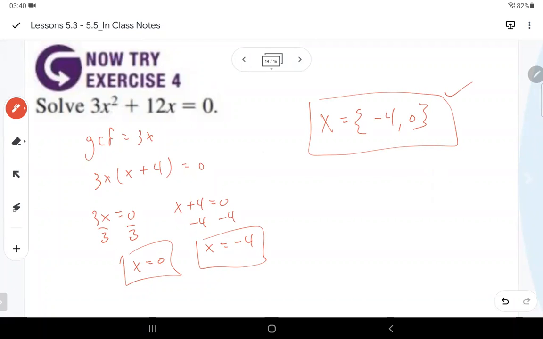Negative 4 quantity squared would be 16. 16 times 3 will be 48. 12 times negative 4 is a negative 48. 48 minus 48 will give us 0. And then, of course, when you plug in your zeros, you get 0 equals 0, which is also true. So I guess I'll do that check really quickly for you.